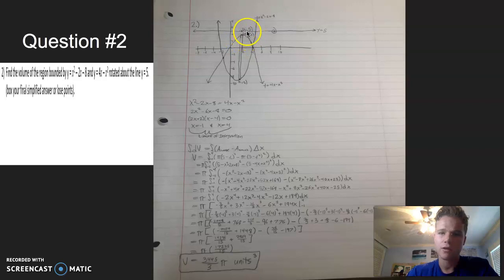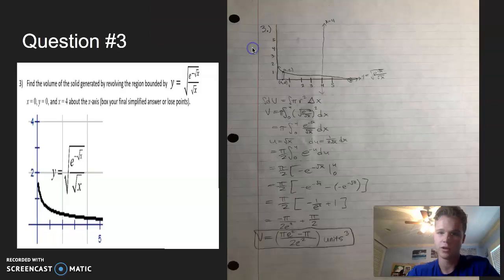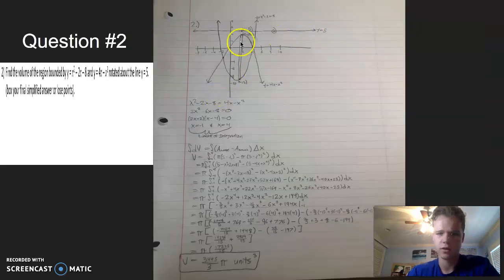And then I have a third coordinate for this one, which is on the axis of rotation, which is x1 and 5. So first I set these two equations equal to each other in order to find the limits of integration, and I solved that and found the limits of integration to be x equals -1 and x equals 4, which are these two points.